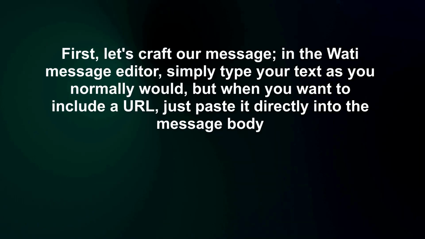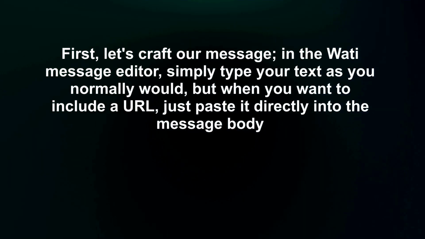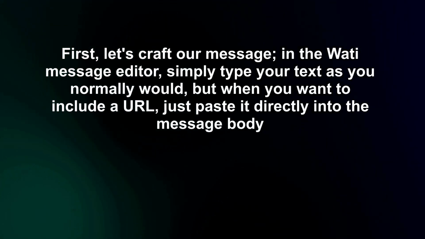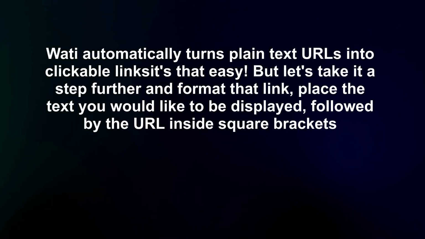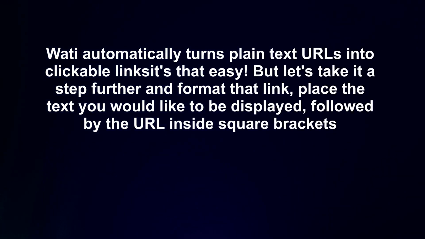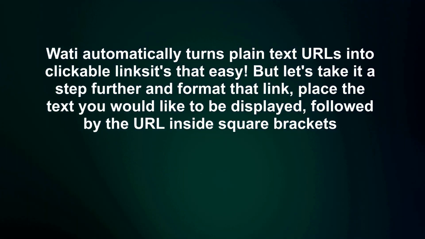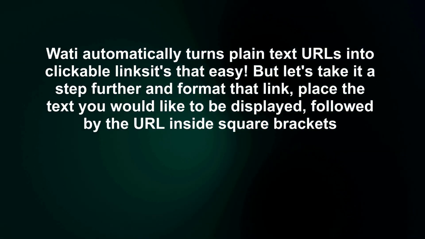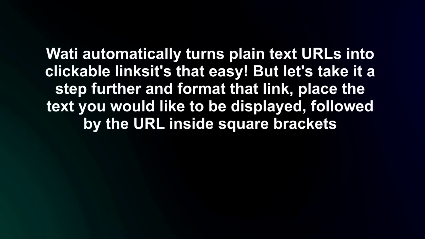But when you want to include a URL, just paste it directly into the message body. Wati automatically turns plain text URLs into clickable links. It's that easy. But let's take it a step further and format that link. Place the text you would like to be displayed, followed by the URL inside square brackets.